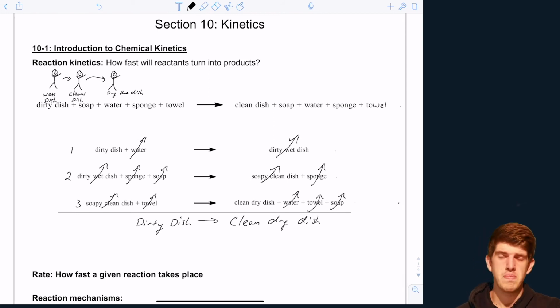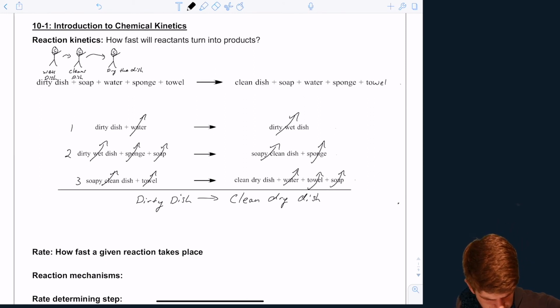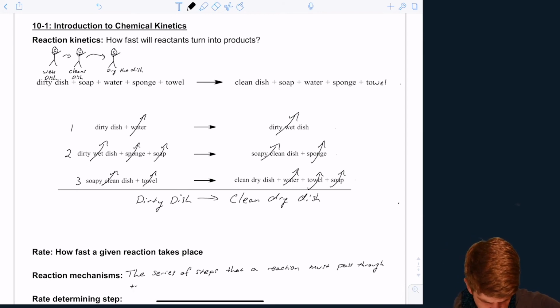So here, we can define what a reaction mechanism is. A reaction mechanism is just the series of steps that a reaction must pass through to convert reactants to products.